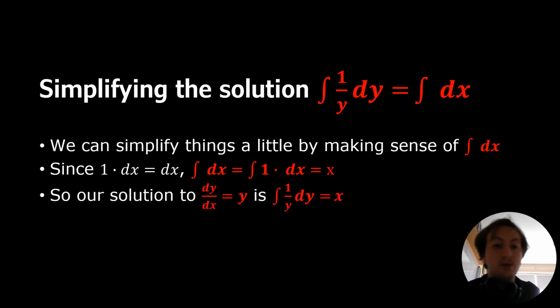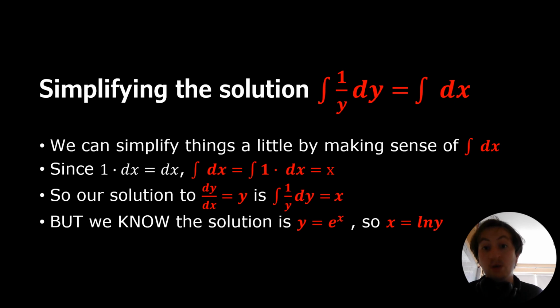So in conclusion, our solution to the differential equation dy by dx is equal to y is that the integral of 1 over y in terms of y is equal to x. So we've gone as far as we can pretending we don't know what the solution is. But as we said before, we know that the solution to the differential equation is y is equal to e to the x. So let's now make use of that knowledge.